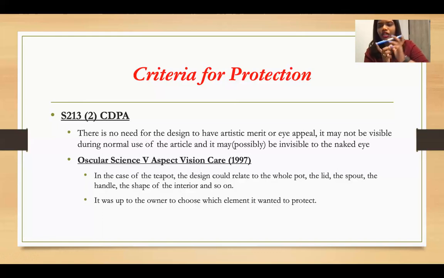Now, I wouldn't actually know that I have infringed the design of somebody else. Why? Because one designer can make sure that all his parts are being protected. Everything can be protected here. So if I allow everything to be protected, or I allow certain parts, like in the Oscula Science case, which is actually a case about contact lenses, but they also use the teapot to explain.